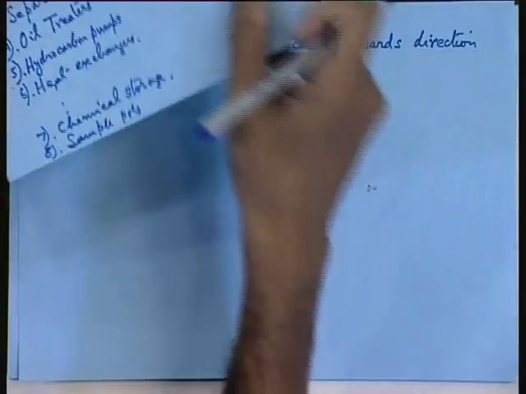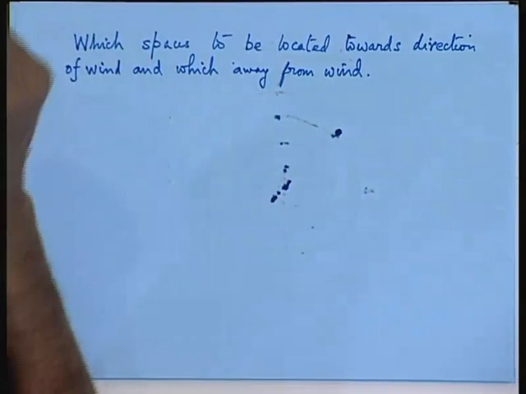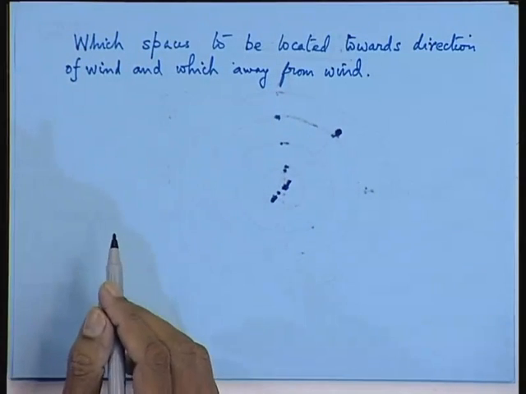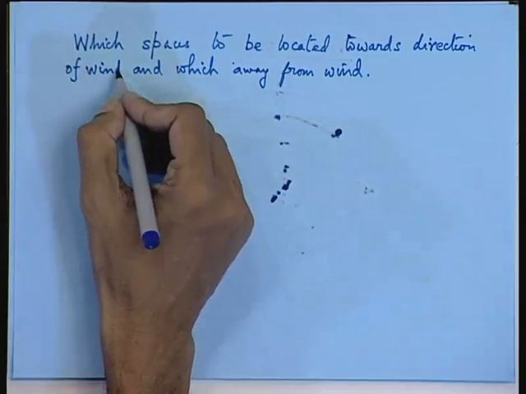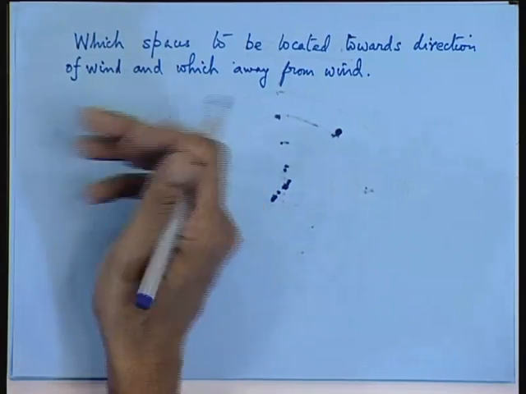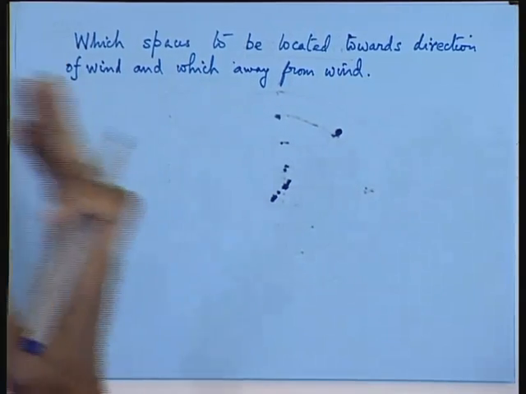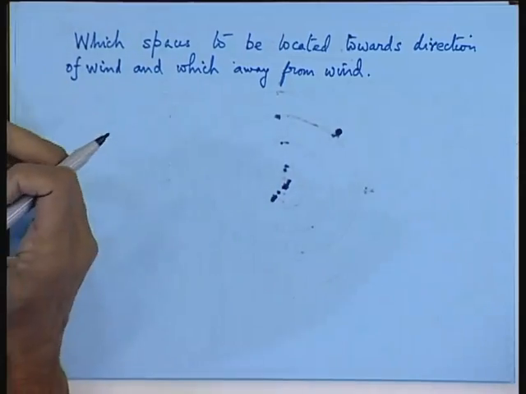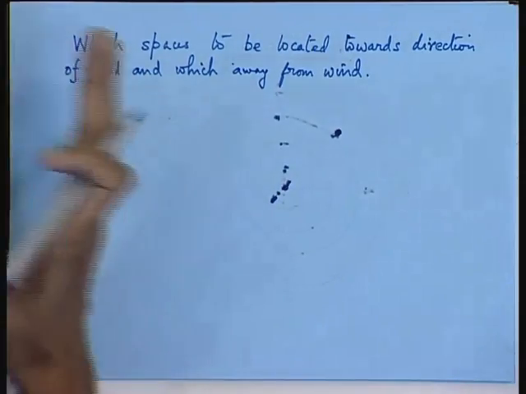Now, you find out which items will be located towards the direction of the wind and which away. Because suppose it catches fire, there is a flame, and you have positioned it towards the direction of the wind, then the adjacent space will immediately catch fire.